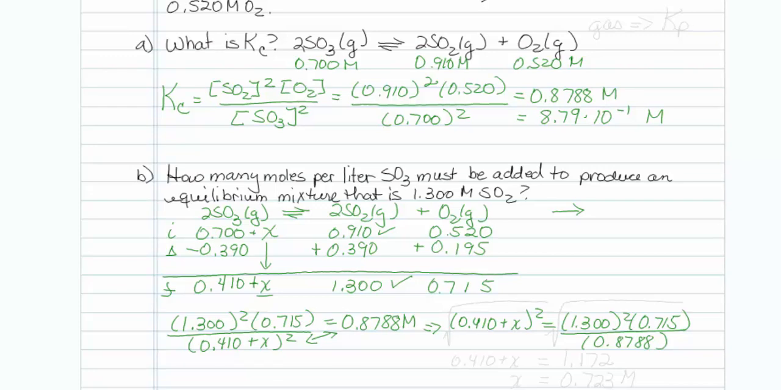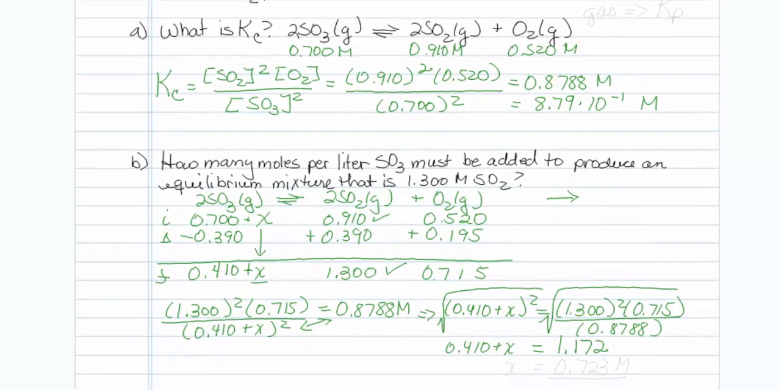Now the easiest way to solve for this is to take the square root of both sides. On the left side, I have 0.410 plus x. On the right side, I wound up with 1.172. So, solving for x, x is equal to 0.763 molar. So that should be the amount of SO3 that I need to add to influence the equilibrium such that my SO2 is 1.300 molar.